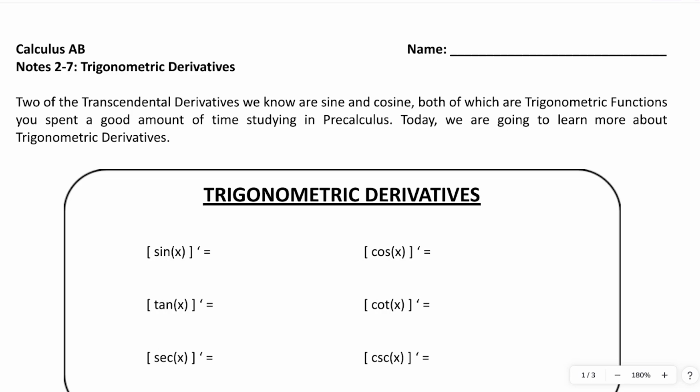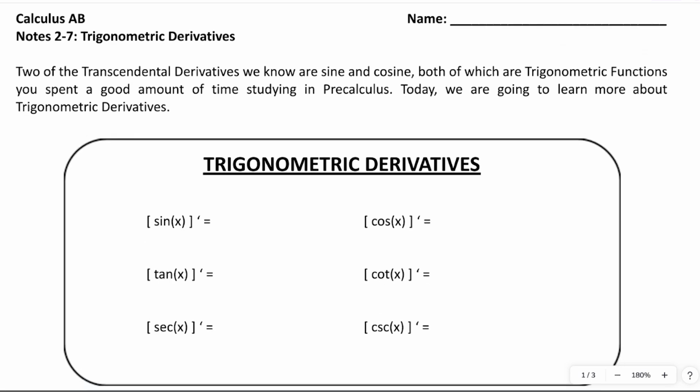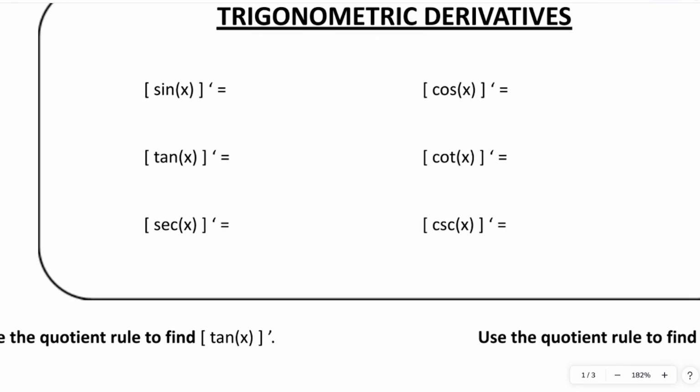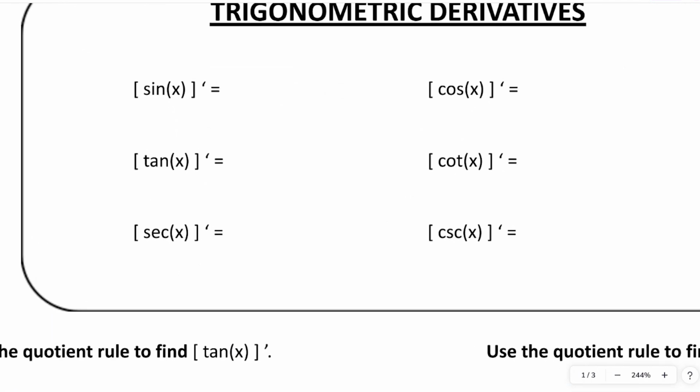So first things first, there is a little typo on your notes here. I fixed it up here, but you might notice that these bottom two say sine and cosine. Let's go ahead and change those to secant and cosecant, because we want to go over all 6 trigonometric derivatives.